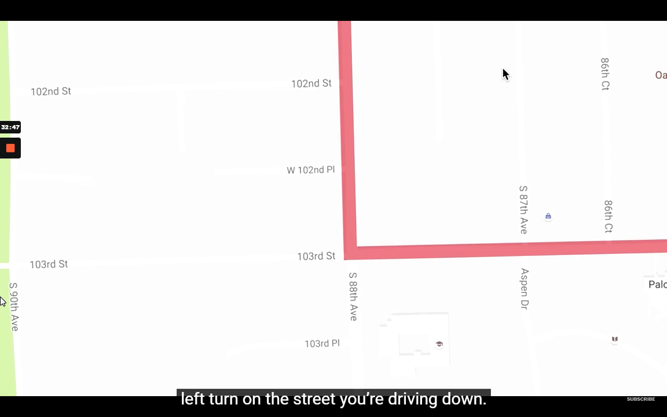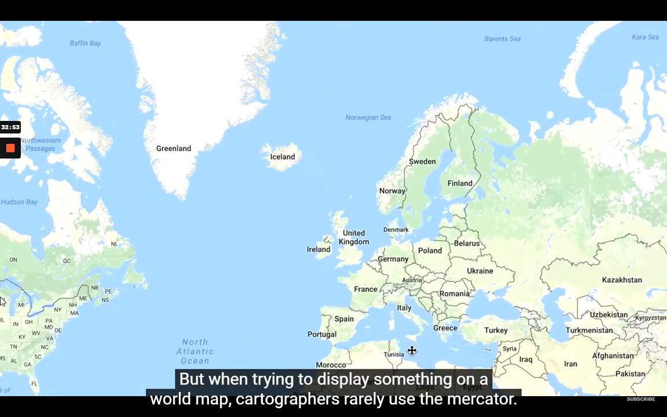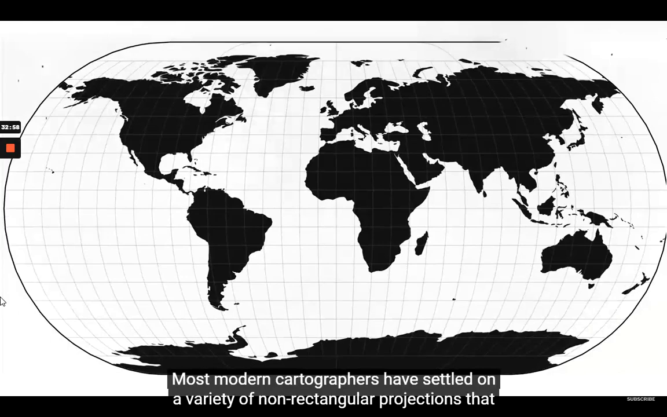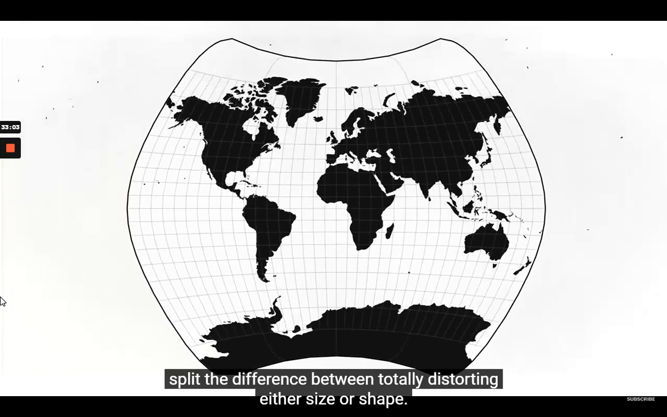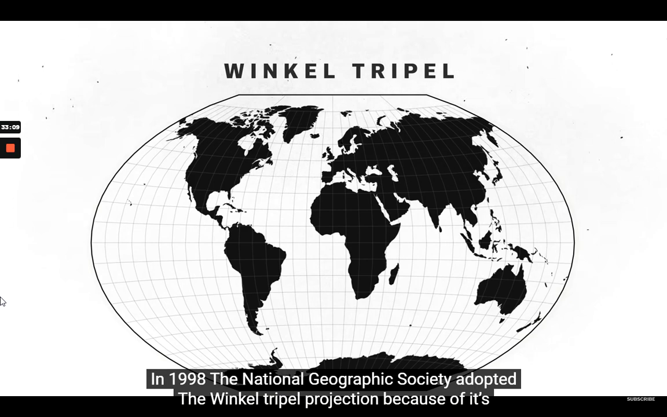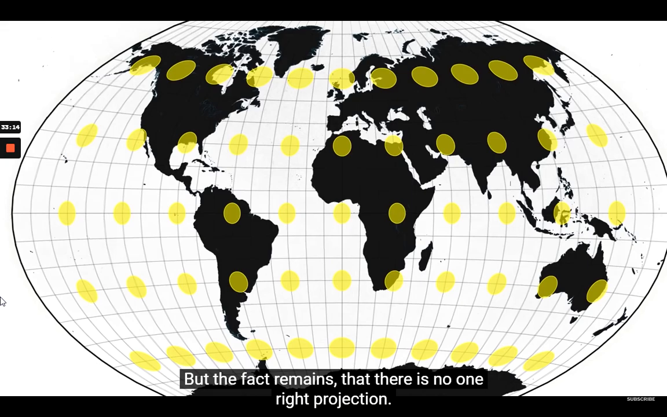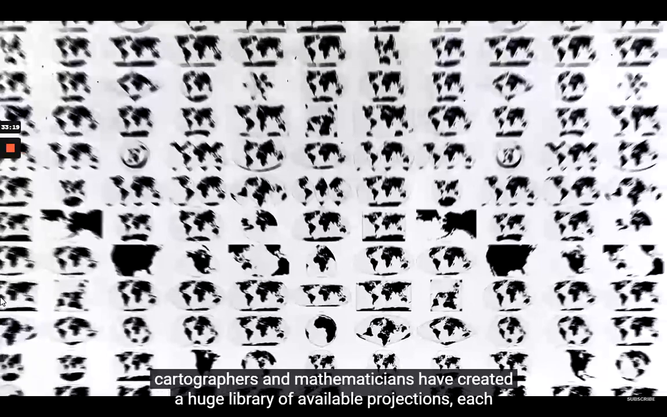But on a world map scale, cartographers rarely use the Mercator. Most modern cartographers have settled on a variety of non-rectangular projections that split the difference between distorting either size or shape. In 1998, the National Geographic Society adopted the Winkel triple projection because of its pleasant balance between size and shape accuracy. But the fact remains that there's no right projection. Cartographers and mathematicians have created a huge library of available projections, each with a new perspective on the planet, and each useful for a different task.